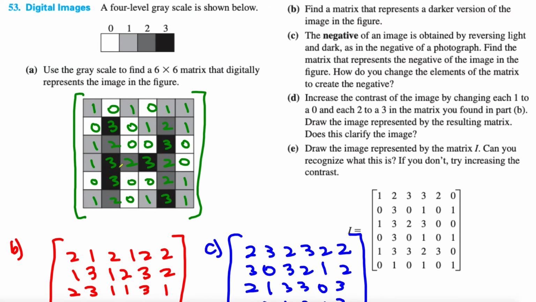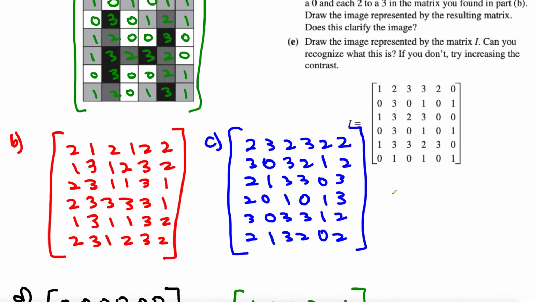Now let's look at E. Draw an image represented by this matrix I over here. Can you recognize what this one is? If you don't, try to increase the contrast. Honestly, it's kind of hard to tell what this one is. So what I'm going to do is increase the contrast. That might be easier for us to see.